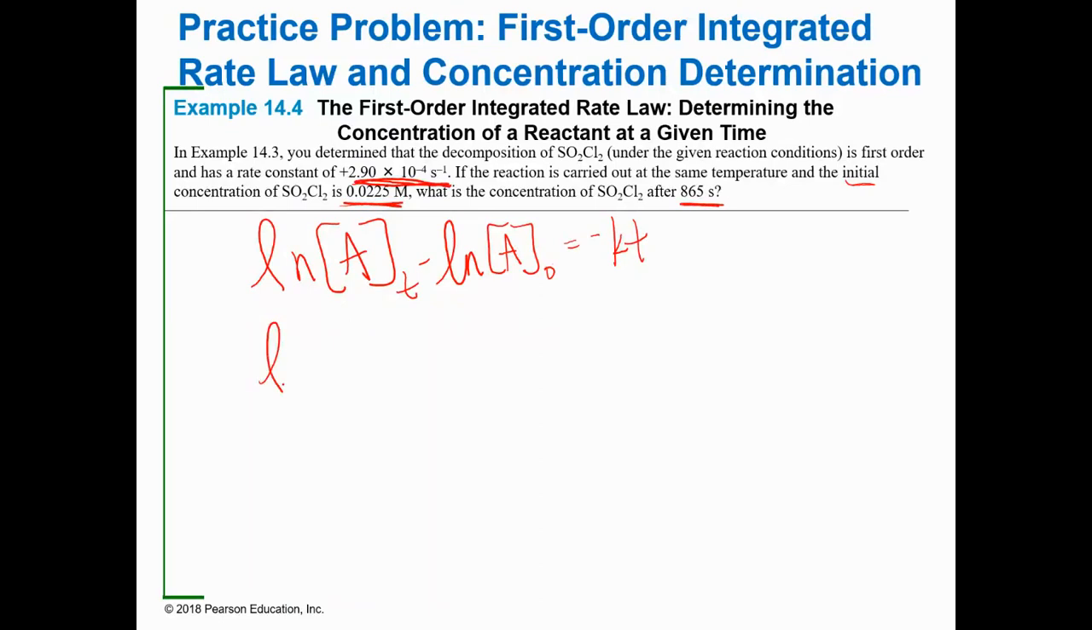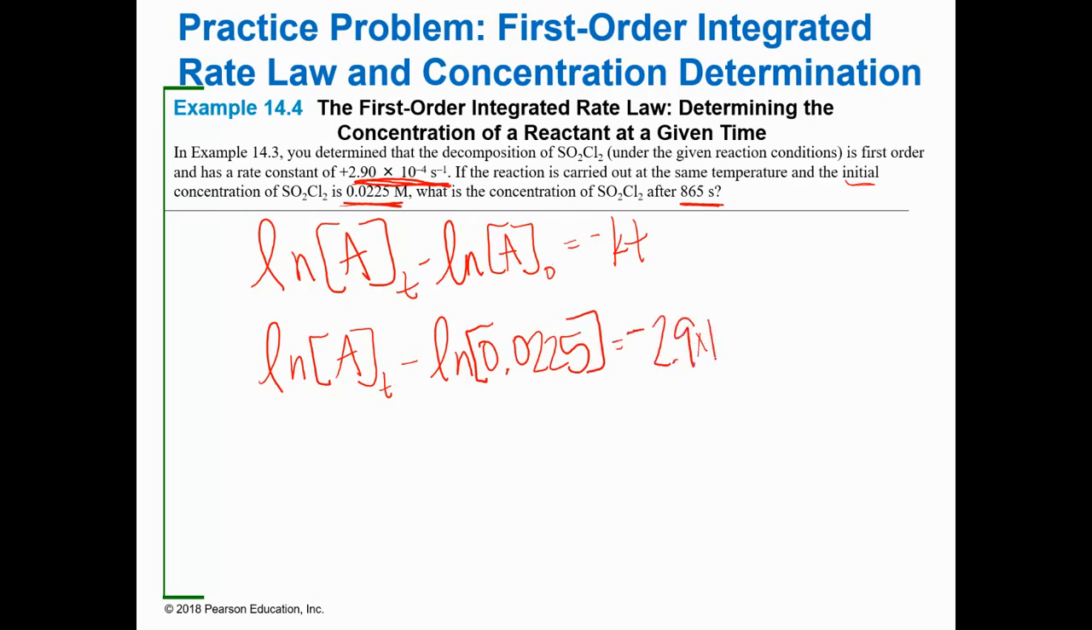Okay, so I'm going to say ln of At, that's what I'm looking for, minus ln A of our initial, 0.0225, equals negative 2.9 times 10 to the negative 4 seconds to the negative 1 times 865 seconds.